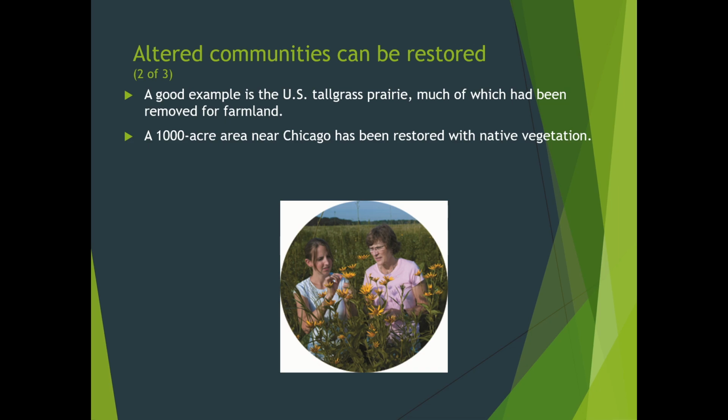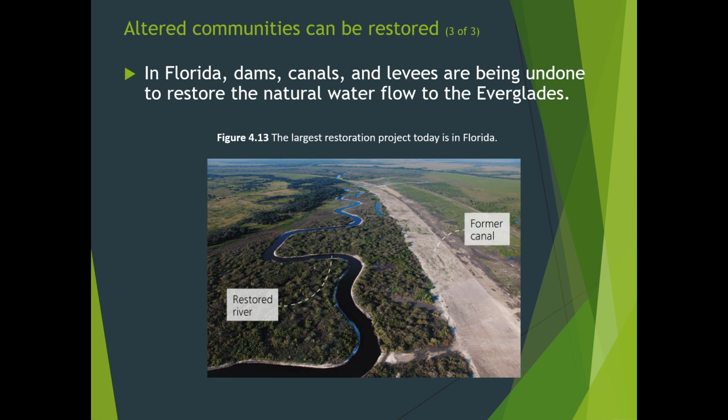A 1,000-acre area in Chicago has been restored with its native vegetation, which is good news. And this is kind of what I was talking about with Florida. We have the trembling things. This was the former canal, where the water would just run right on out. But now it meanders a little bit more, and Mother Nature can help clean it up. We have these nice little riparian areas to stop the runoff from getting in there, a little buffer zone.